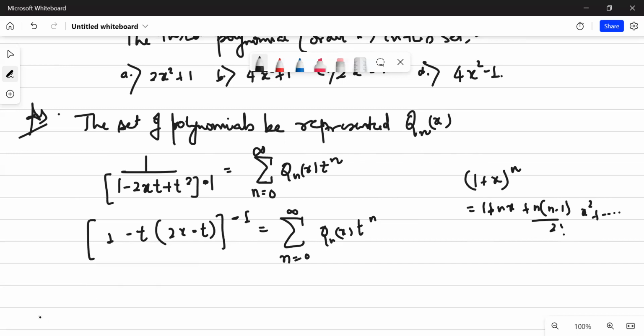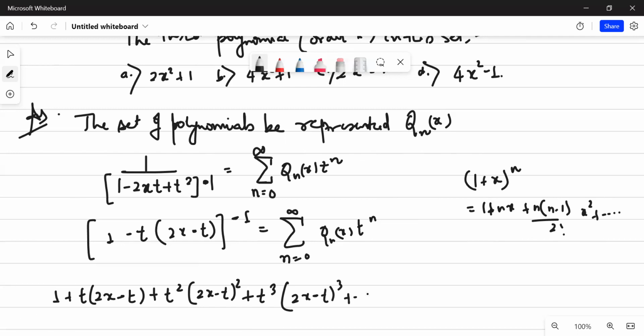So if you try to write this, you'll get 1 plus t, and then you have 2x minus t, and again you have 2x minus t squared, plus t cube, and then 2x minus t whole cube, and so on. You just have to compare on both sides, and see which is the term which contains order x squared. You don't have to see this also.